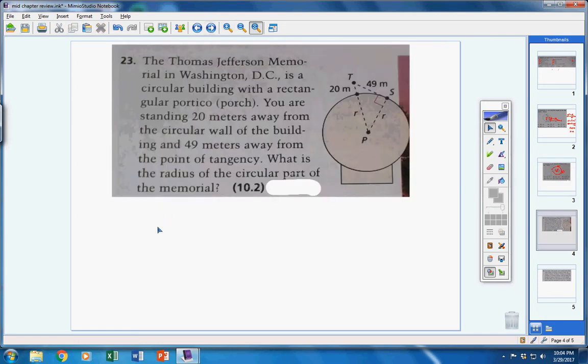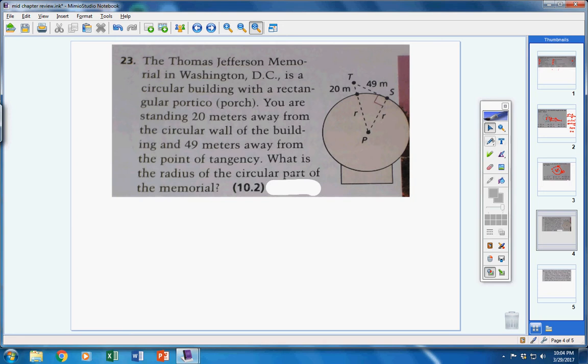Moving on to the two word problems. The Jefferson Memorial in Washington, D.C. is a circular building with a rectangular portico, I guess, porch. You're standing 20 meters away from the circular wall of the building, and 49 meters away from the point of tangency. What is the radius?